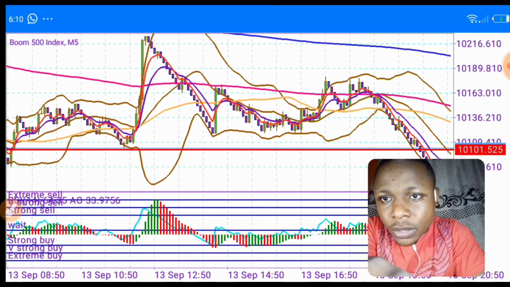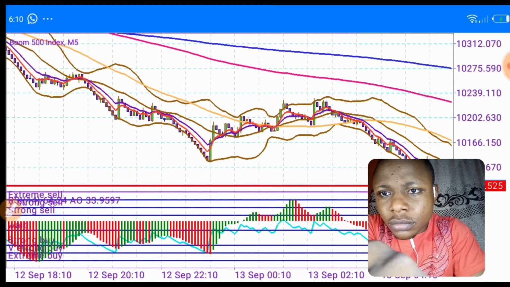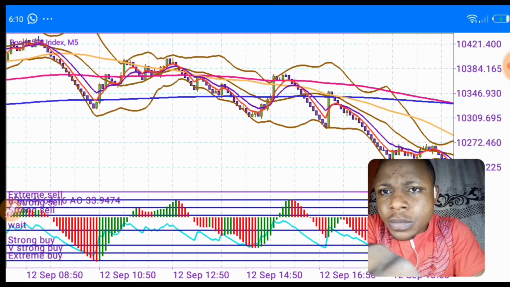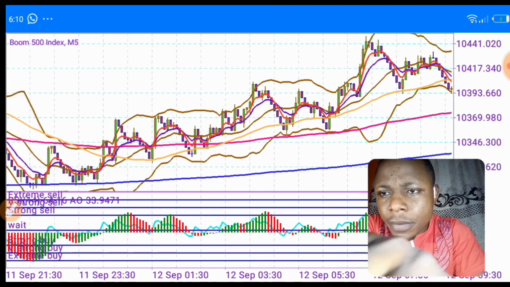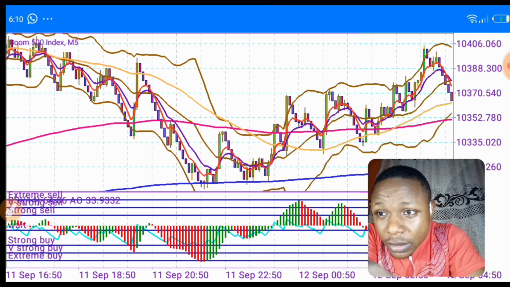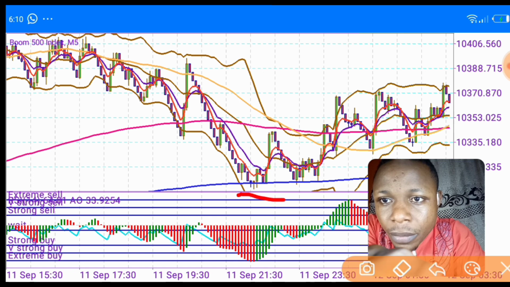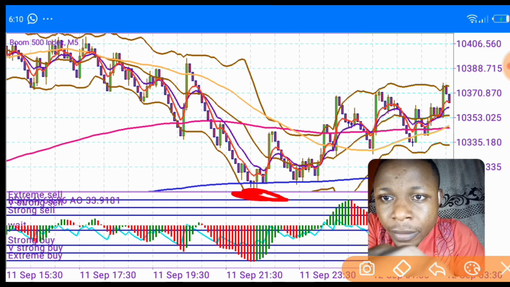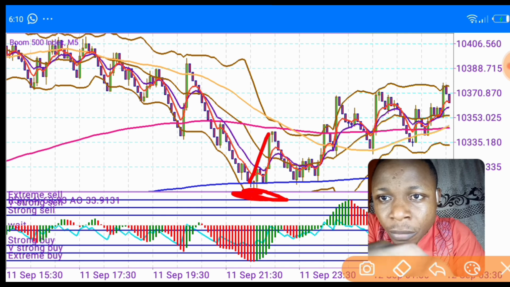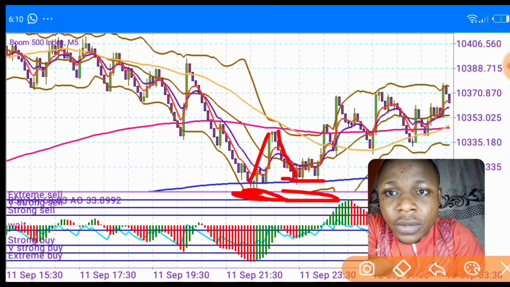So now let's look for the second example. Okay, this is the second example. See where it spiked over here. You see, after the pullback, it was coming down again, but didn't get to this level. You see, then spiked over here also.